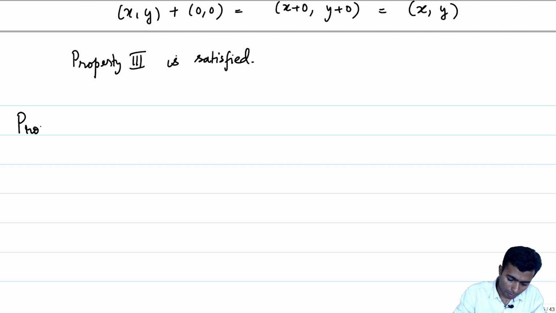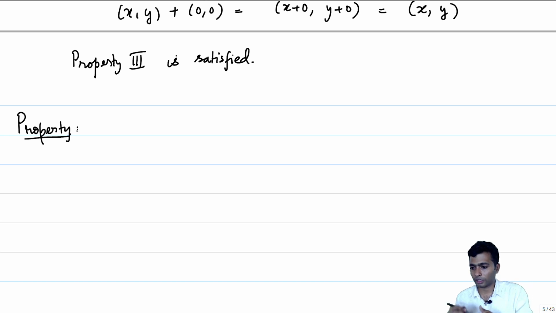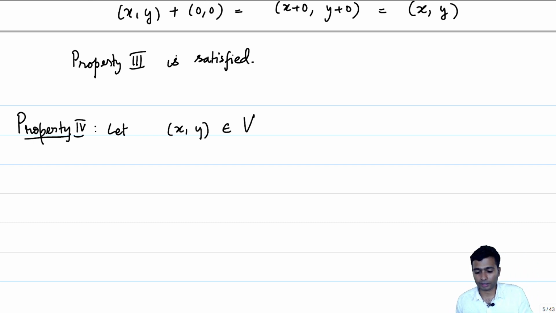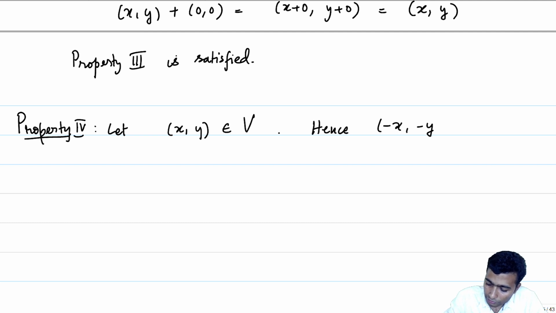How about property 4? Property 4 talked about additive inverse. Given any vector v, we would like to look for another vector w such that v plus w is the 0 vector, the 0 element. Let us see if this is getting satisfied. Property 4 demands that let (x, y) be an element in capital V. The addition is the same as the addition in the vector space R2. So, we know what to expect. And hence (minus x, minus y) is a candidate, right?